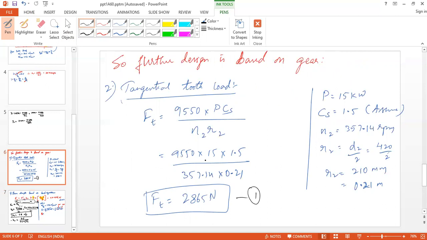Okay? Yes, sir. So by doing this, we can get the value of module. Once we get the value of module, you can find out the face width, and accordingly you can find out the dynamic tooth load, and finally you can get the value of hardness number by using the wear strength equation. Yes, sir. Okay.